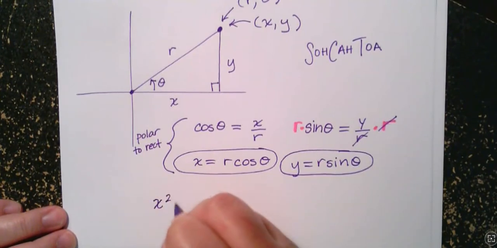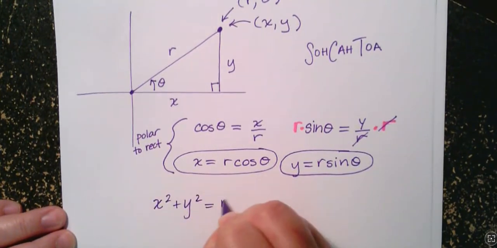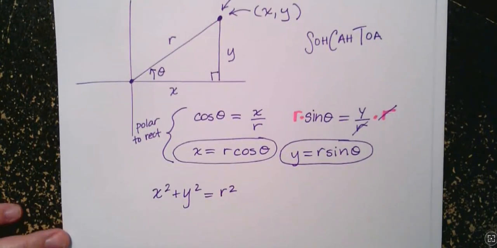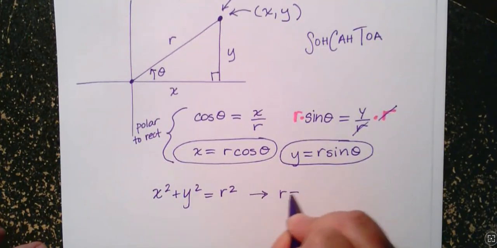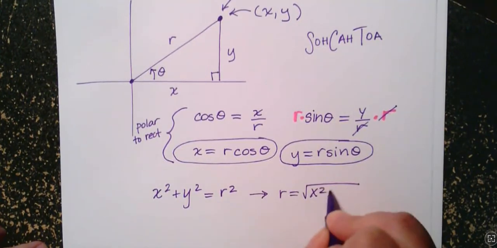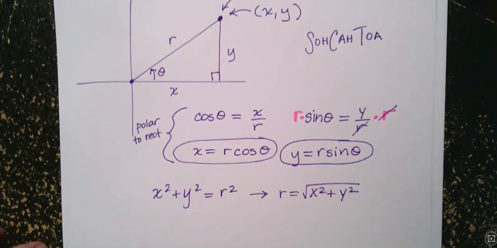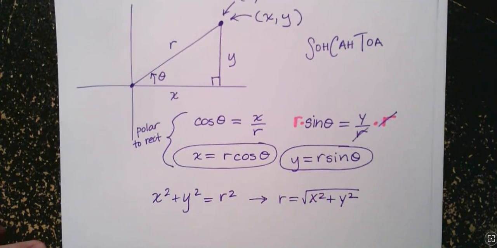So x squared plus y squared equals r squared. Sometimes you'll see it written as that in your pre-calc book. Sometimes they'll go ahead and say that means that r is the square root of x squared plus y squared. It means the same thing. Either way. Okay. Now what about theta?